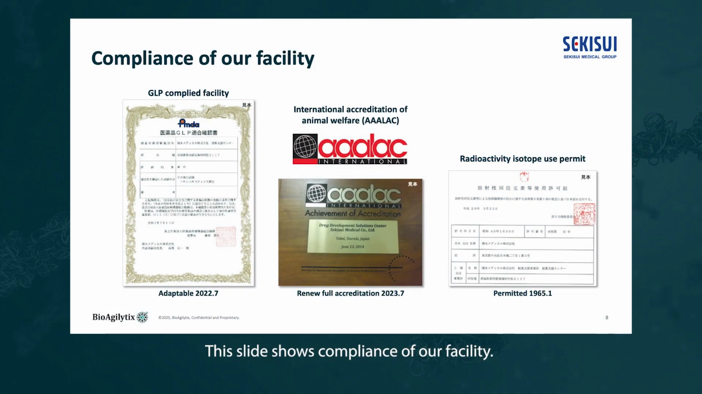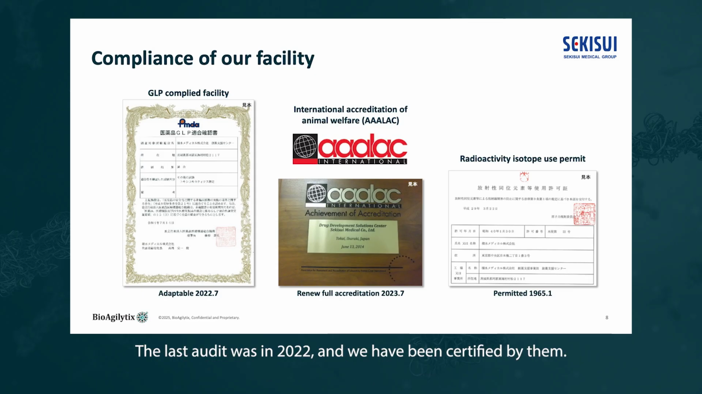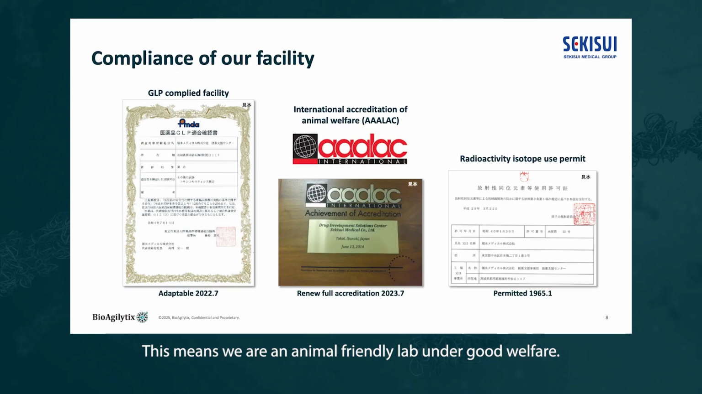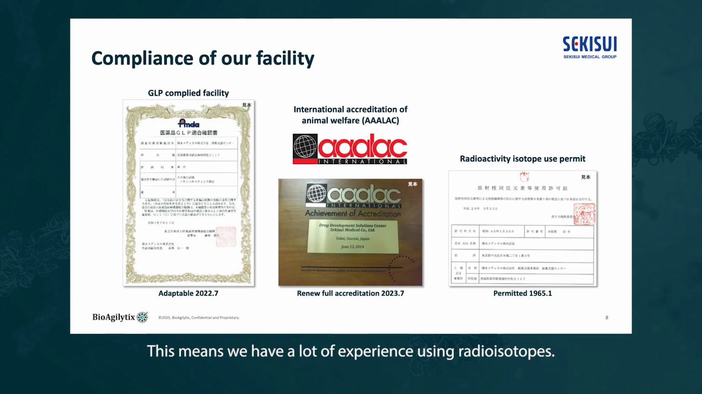This slide shows the compliance of our facility. In the left picture, we are audited by PMDA every 3 years as a GLP-compliant facility for TK analysis. The last audit was in 2022, and we have been certified by them. In the middle picture, we renewed full accreditation by AAALAC International in 2023. This means we are an animal-friendly lab with good welfare. In the right picture, our facility has been licensed to use radioisotopes since 1965. This means we have a lot of experience using radioisotopes.